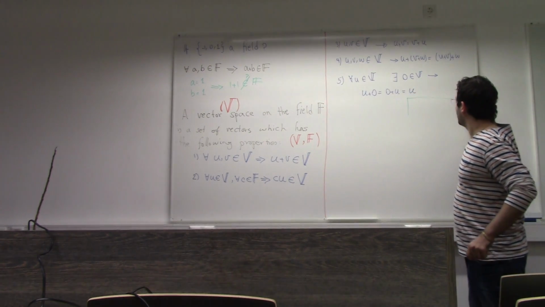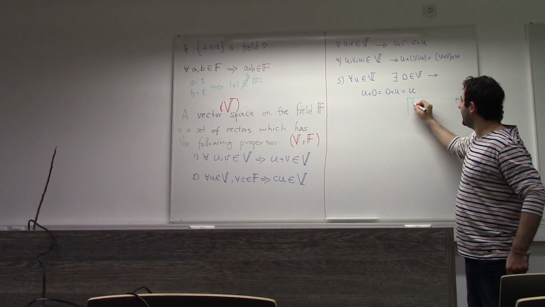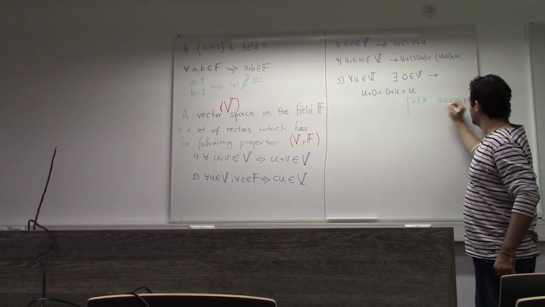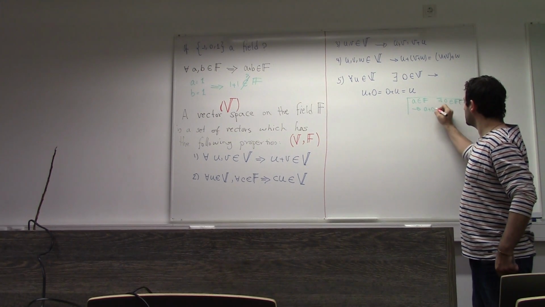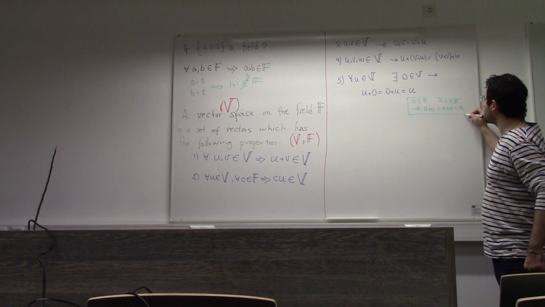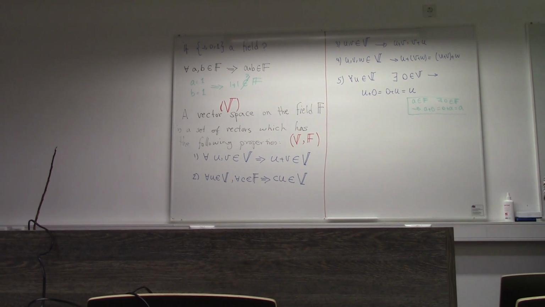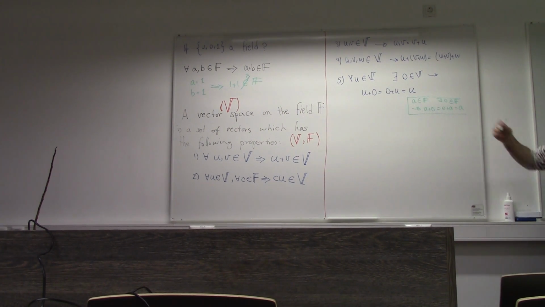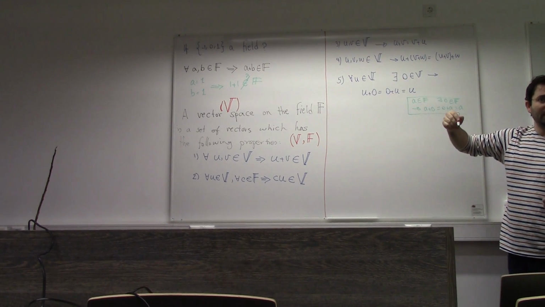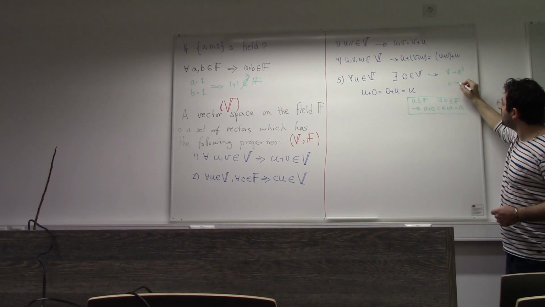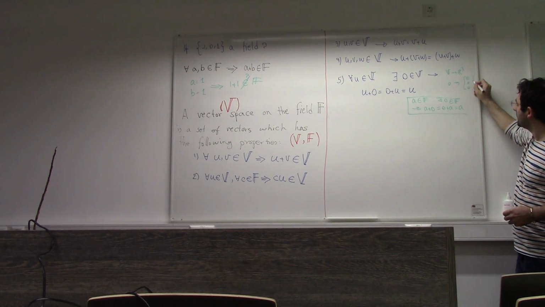You remember we said that if A belongs to F, there exists a 0 belonging to F, that A plus 0 is equal to 0 plus A is equal to A. Can you tell me what is the difference between this 0 and this 0? One is a 0 vector. This 0 is a 0 vector. This one is a scalar. For example, if V was R3, then the 0 vector is this. Okay?